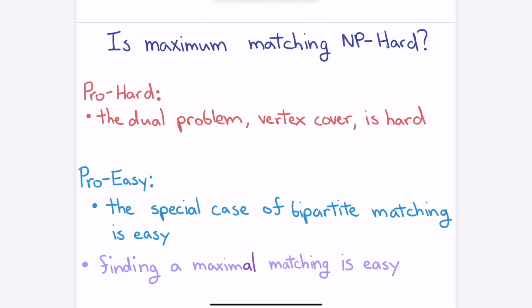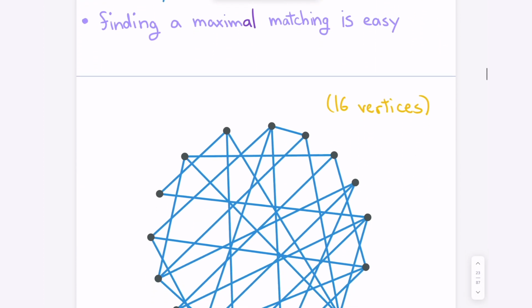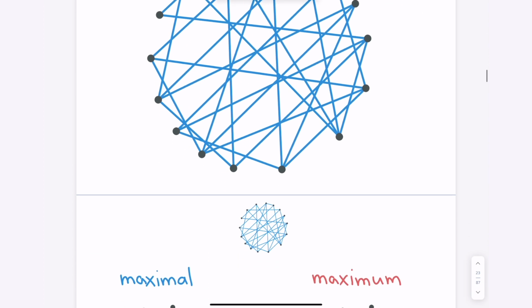What did I write? Yeah, dual problem is hard. You do know that the bipartite situation you can solve. I think that's in our favor. And finding a maximal matching is easy. I don't know if it's a strong argument, but that's something. Okay, maybe that has to do with knocking out lots of edges, but okay.